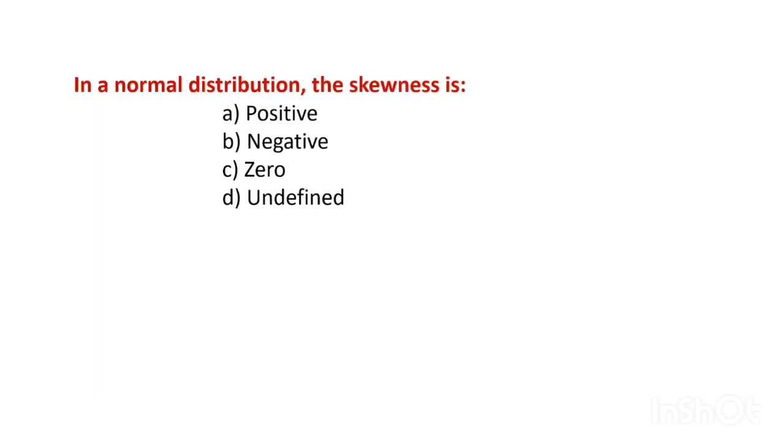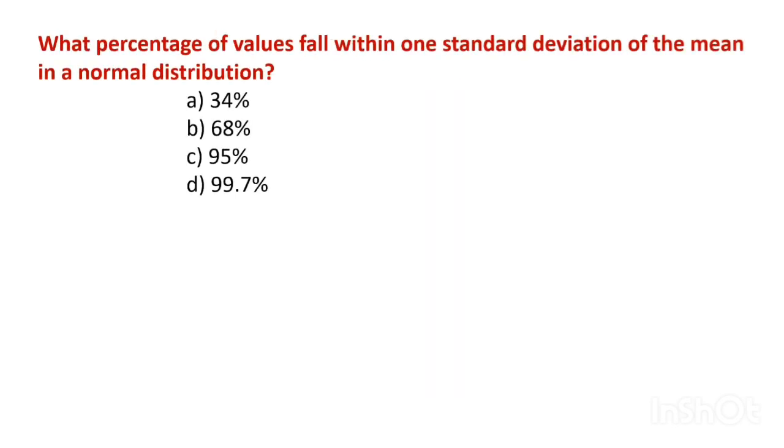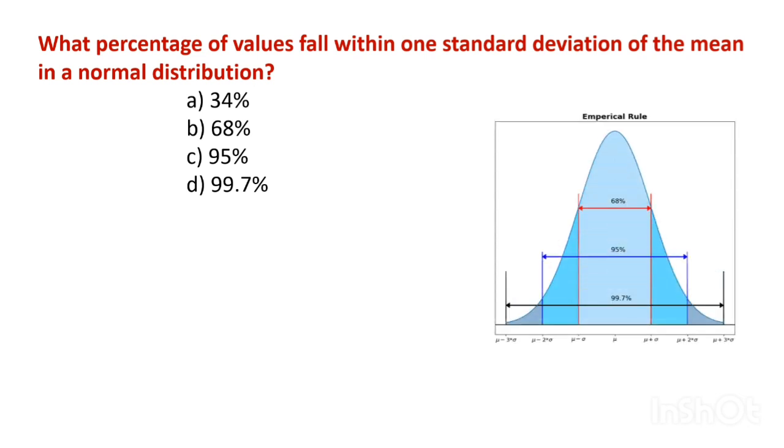In a normal distribution, the skewness, generally a normal distribution has 0 skewness, meaning it is perfectly symmetric, so it is 0. What percentage of values fall within one standard deviation of the mean in a normal distribution?